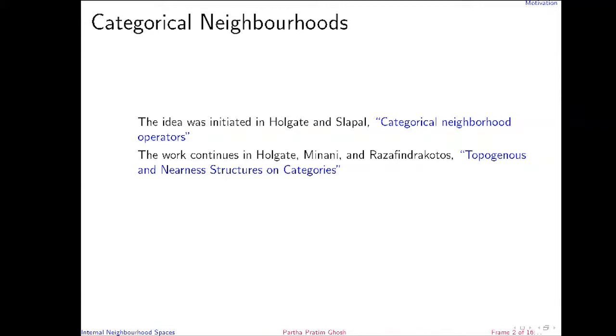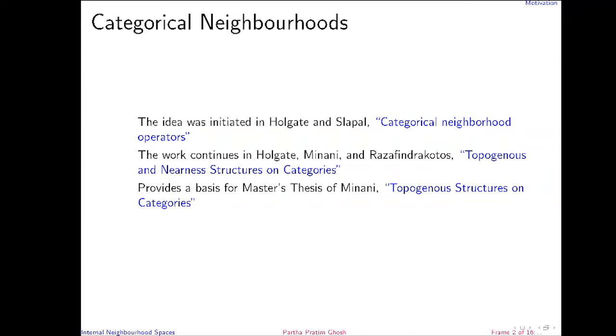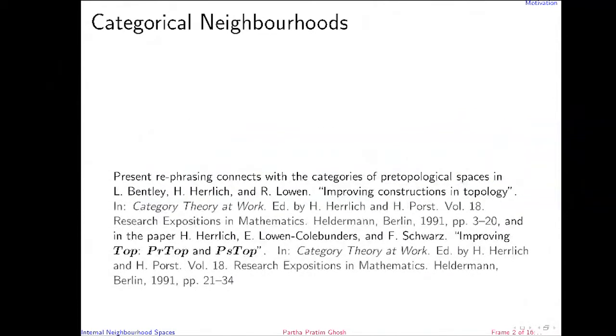And moreover, in all of these cases, the generalization was done keeping in mind some topological examples. The only example which was possibly a little bit different was by Herlich, Bentley and Lowen in this paper, Improving Constructions in Topology, where they studied it under the name of pre-topological and pseudo-topological spaces. Trying to understand this construction gave the material of this talk.